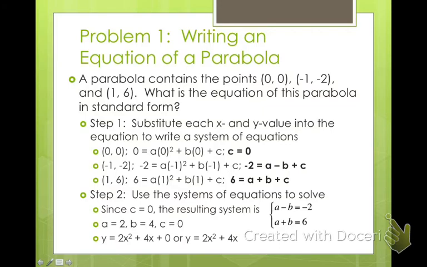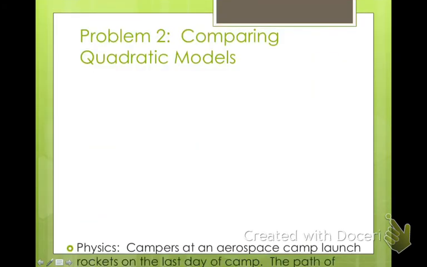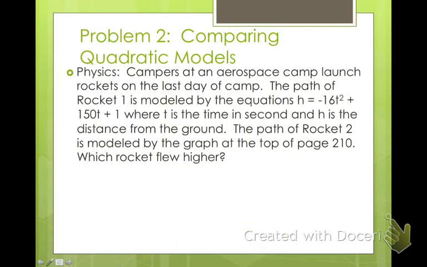Alright. So comparing quadratic models. Are any of you taking physics? Probably. Campers at an aerospace camp launch rockets on the last day of camp. The path of rocket 1 is modeled by this equation, -16t squared plus 150t plus 1. If you think about it, why would it be negative? Well, parabolas are upside down. For a rocket to launch, it first has to go up in the air to come back down.